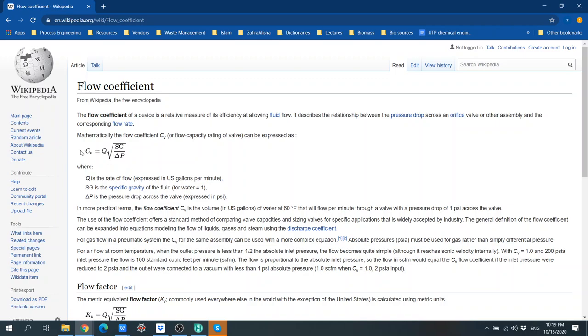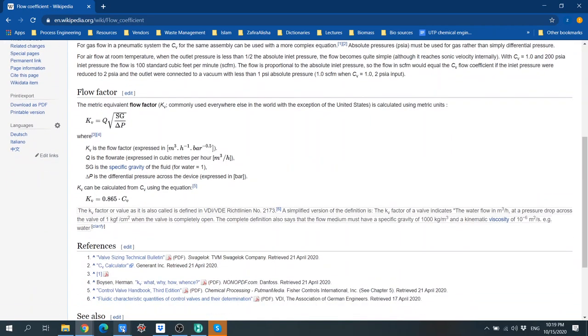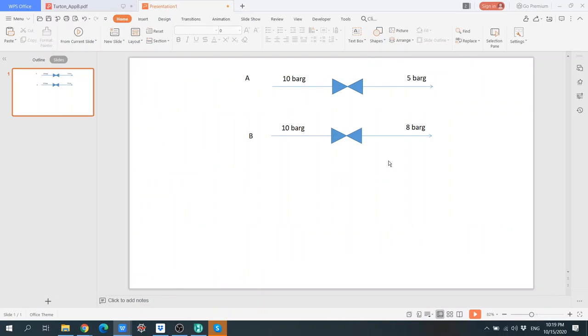So you can see here, if you put delta P there, Q is then your flow rate. Q will be proportional to the square root of delta P, or at least it will be proportional to delta P. Yes or no? So that means if your delta P is high, your Q will be higher. Exactly. So in this case, which one has the higher flow rate? A will have a higher flow rate. So that's one thing, to think based on the equations: Q is proportional to delta P, and higher delta P means higher Q.